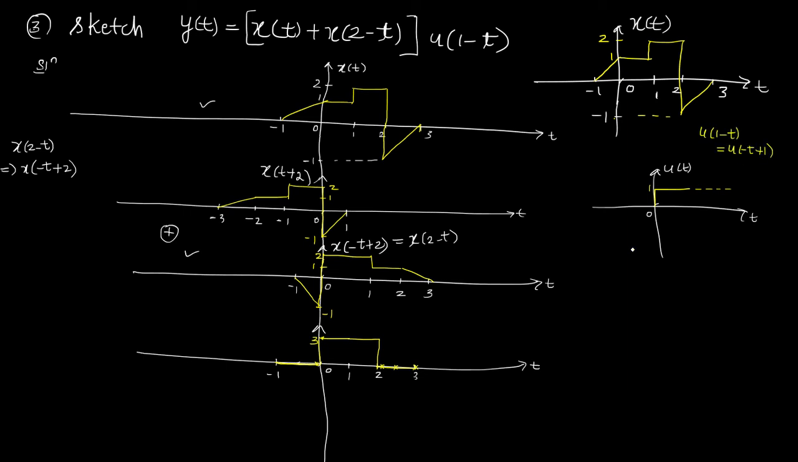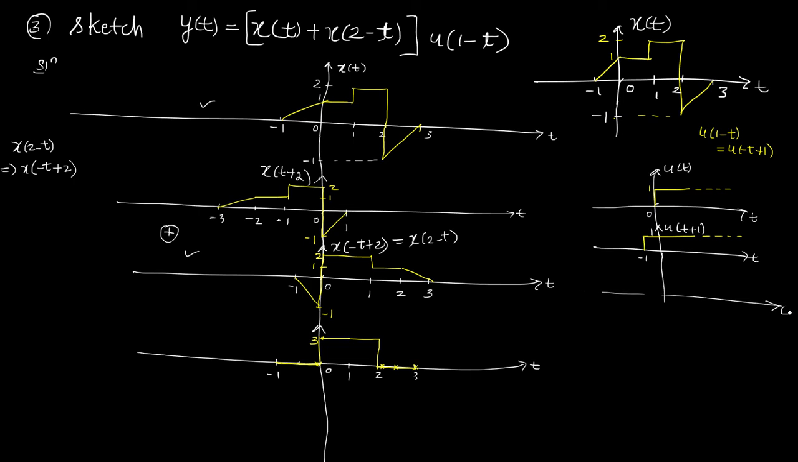So first I have to sketch, time shifting, no? u of t plus 1 I have to sketch first. u of t plus 1. Left shifting by how many units? 1 unit. Left shifting by 1 unit. So this u of t signal shifted left by 1 unit. Instead of 0, now it will come from minus 1. Now this is u of t plus 1.